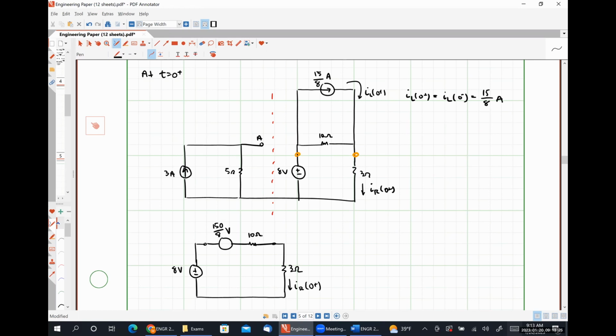So what polarity should the voltage source have? Positive polarity on the left or positive polarity on the right? On the right. Absolutely, because the positive polarity terminal should be on the same side as the head of the arrow. So positive polarity on the right because the head of the arrow was on the right. Now we have 8 in series with 150/8. So IR at 0 plus is going to look like 8 volts plus 150/8 volts divided by 10 ohms plus 3 ohms.